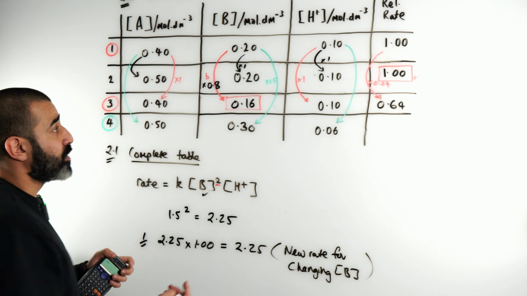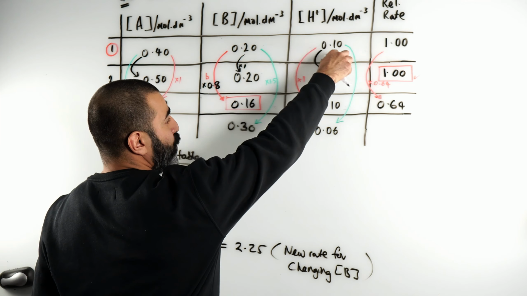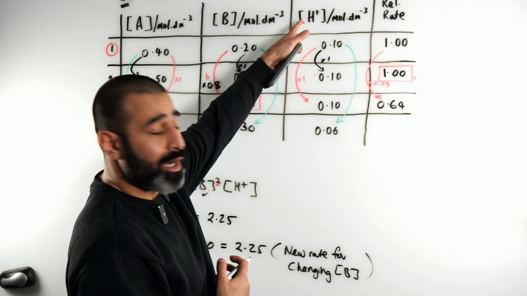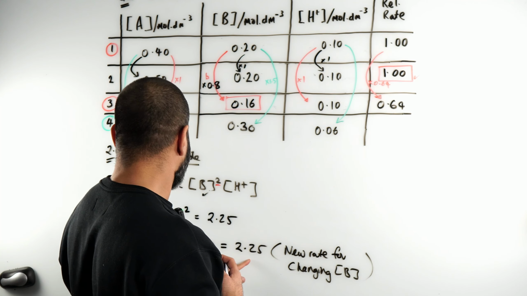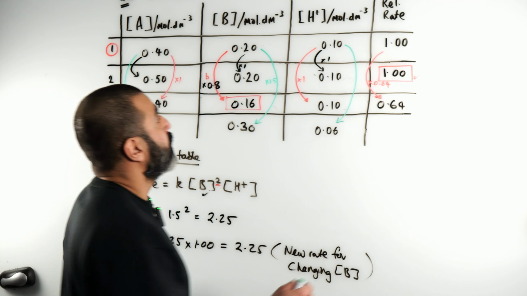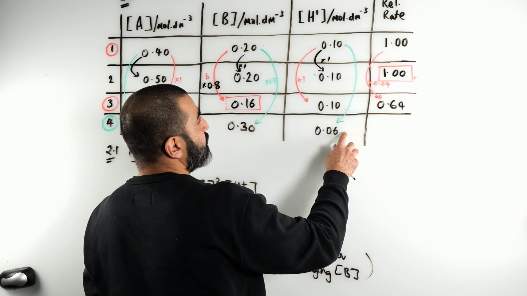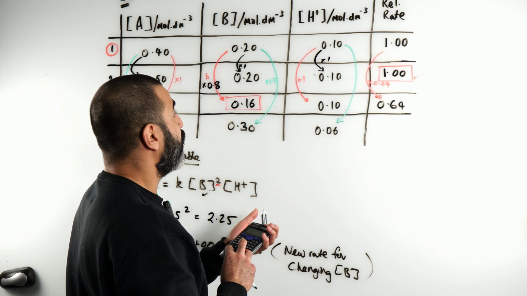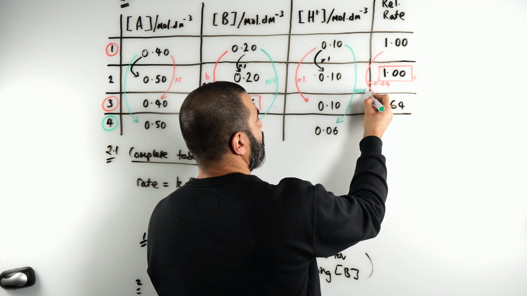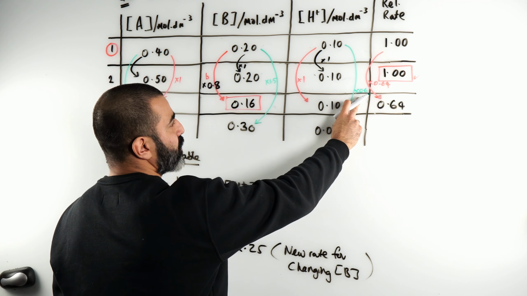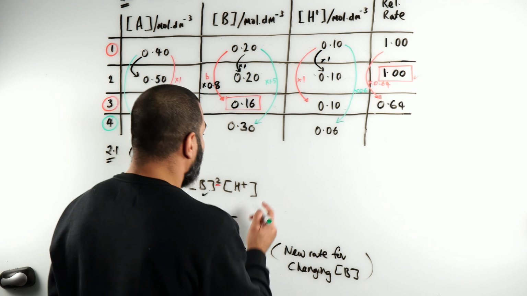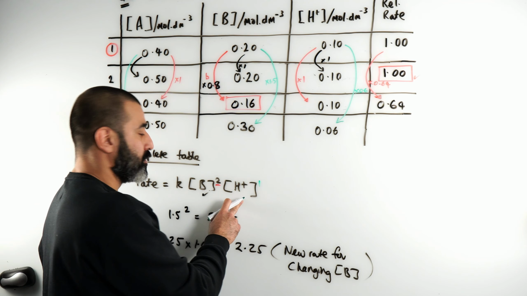Now that isn't our answer, okay, because we're also changing the hydrogen ion concentration. We're reducing it. So we're not increasing it, we're actually reducing it. So let's have a look at how changing the hydrogen ion concentration affects this new rate, okay? So what's going on? And let's get my green pen here. So what factor decreases this? We're going to do 0.06 over 0.1. So this decreases by a factor of 0.6. And if that decreases by a factor of 0.6, the new rate is also going to decrease by that factor. Why? Because this is first order with respect to the hydrogen ion concentration.